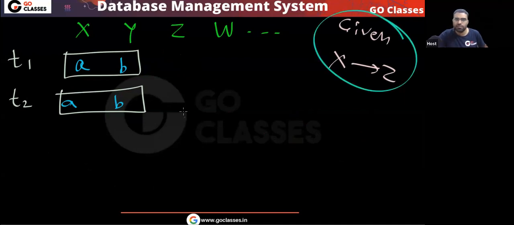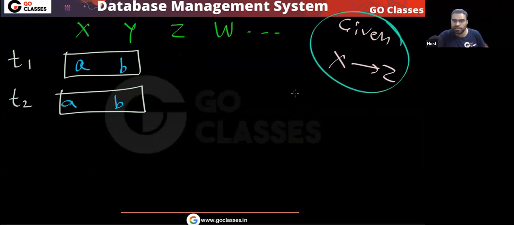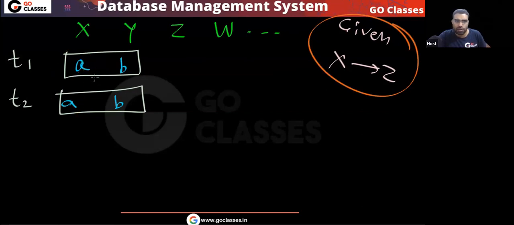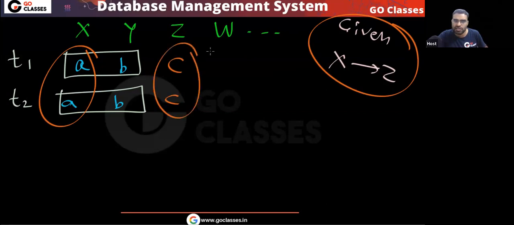This itself is enough. Because X determines Z, what does it mean? If two tuples have the same X value, they will have the same Z value. Yes or no? Is this clear? Please let me know. So that's it. Hence proved.